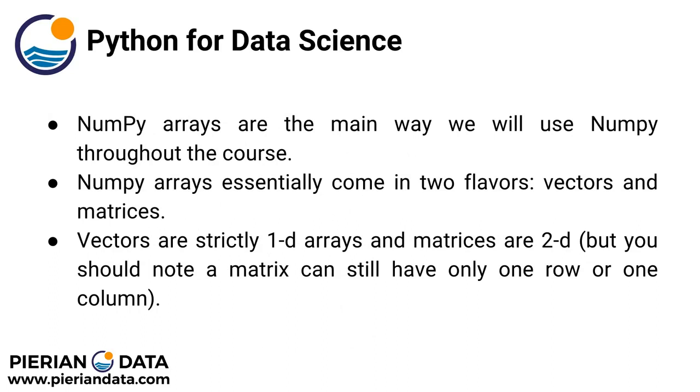Alright, let's briefly discuss how we're going to use NumPy throughout this section of the course. We're mainly going to be working with NumPy arrays throughout the course. NumPy arrays essentially come in two flavors, either vectors or matrices. Vectors are strictly 1D arrays and matrices are 2D, two-dimensional. But you should also note that a matrix can still only have one row or one column.